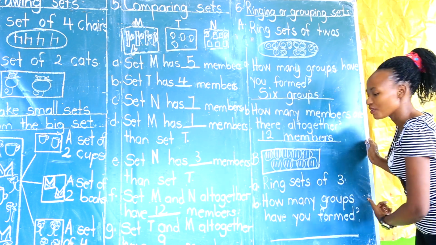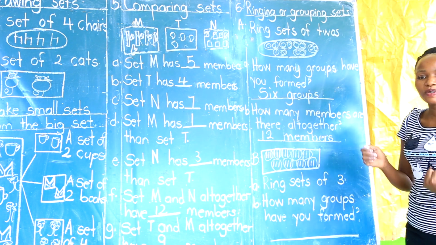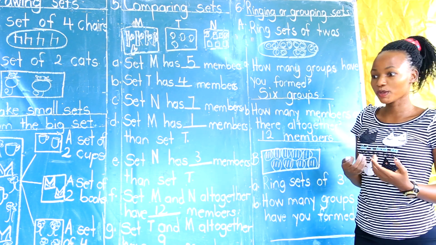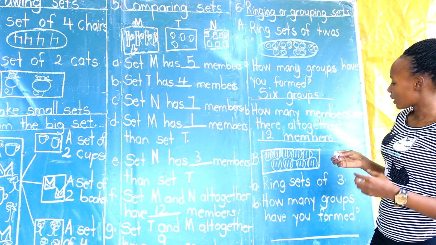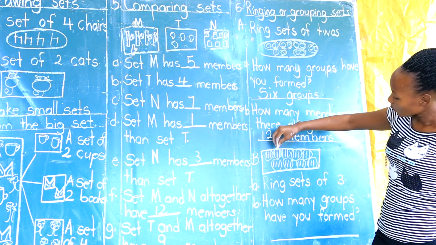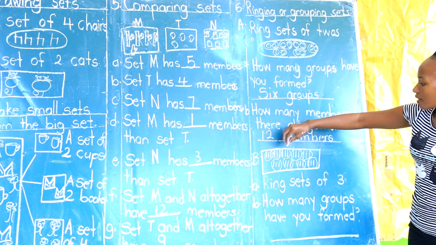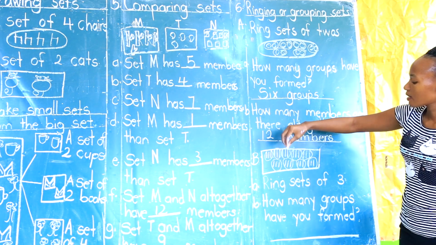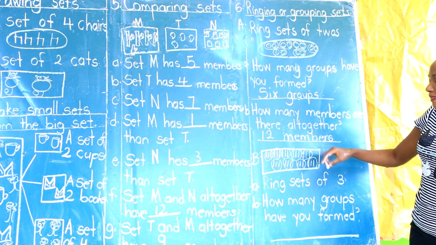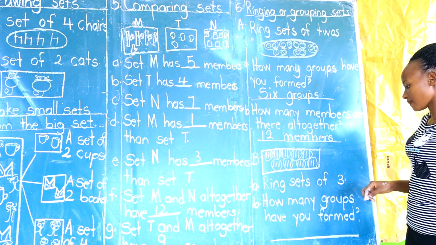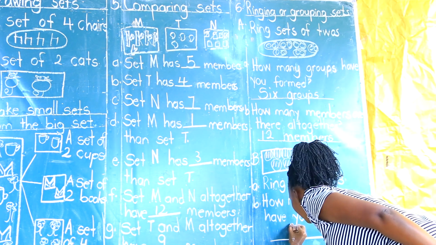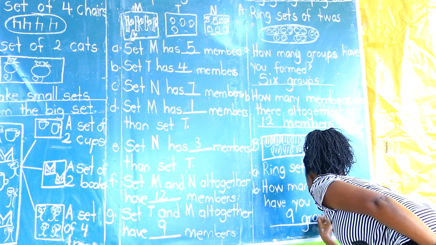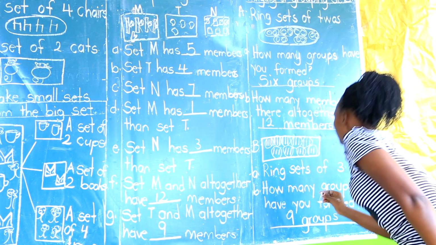How many groups have you formed? Back to this big set. Now we are going to count. How many groups so far do we have? You count. 1 group, 2 groups, 3 groups, 4 groups, 5 groups, 6 groups, 7 groups, 8 groups, and then 9 groups. Now our answer here is going to be 9 groups. For the groups we have 9.